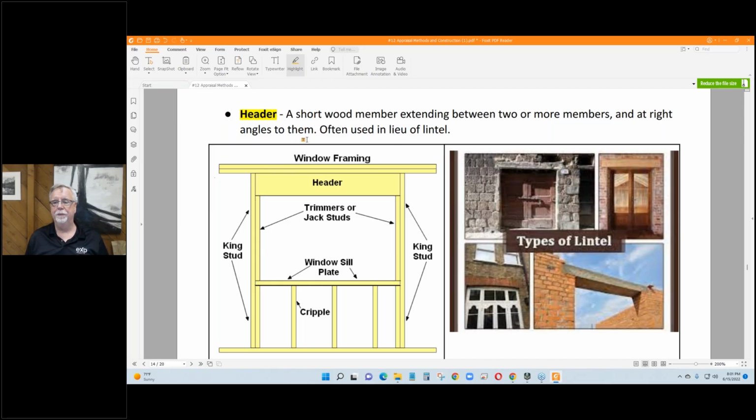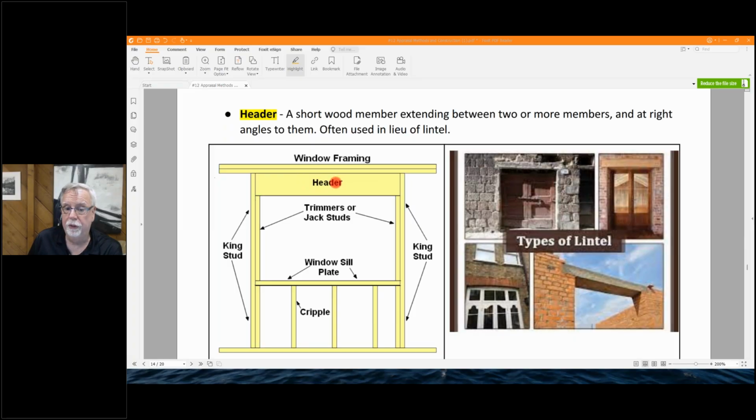Now, it's used in lieu of a lintel. All right, so here's an example of a window header. So here's the window frame. The window header is the wood member extending between two or more members. So this is one and this is the other, and that's the header.